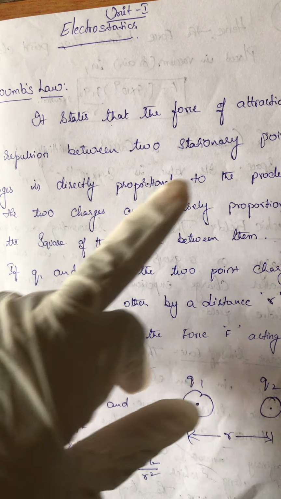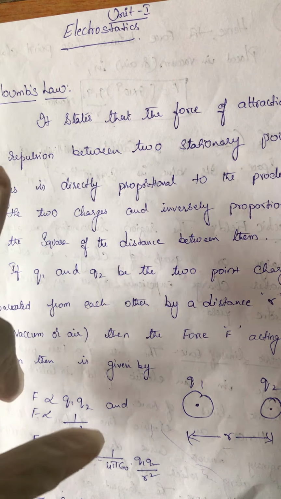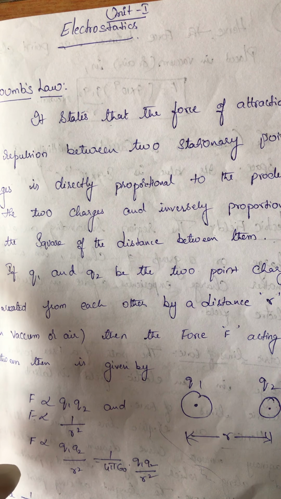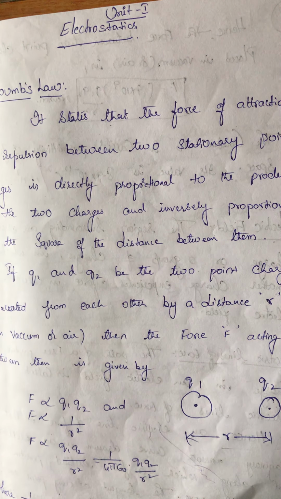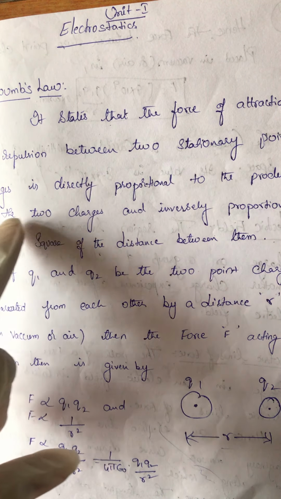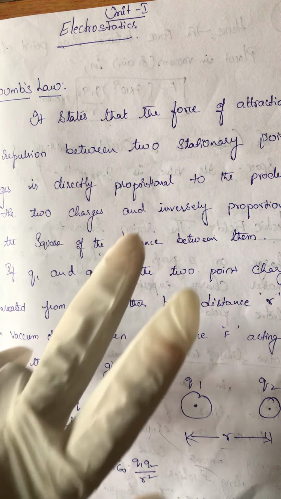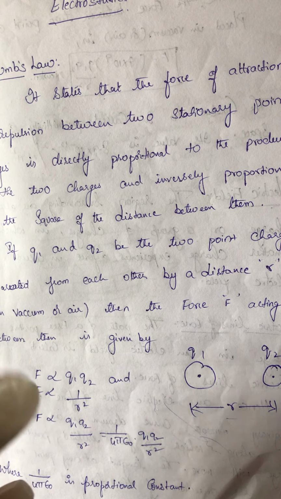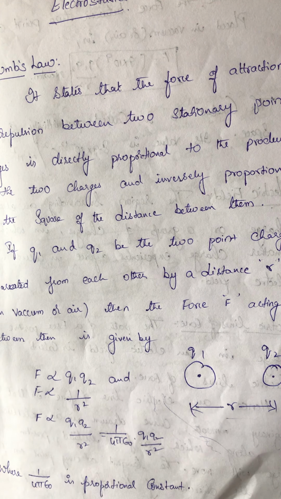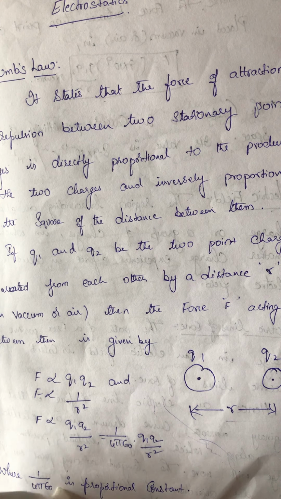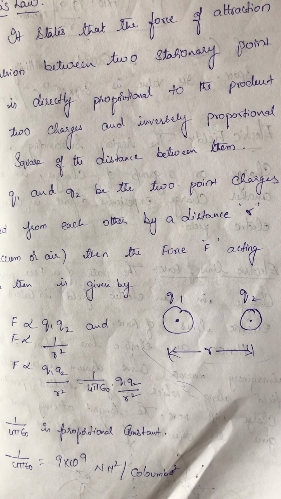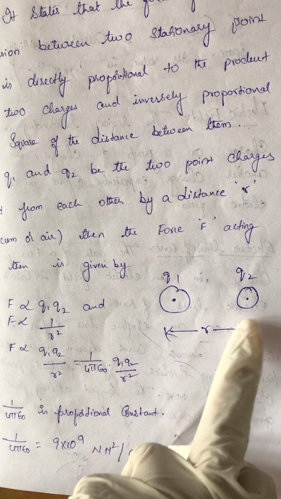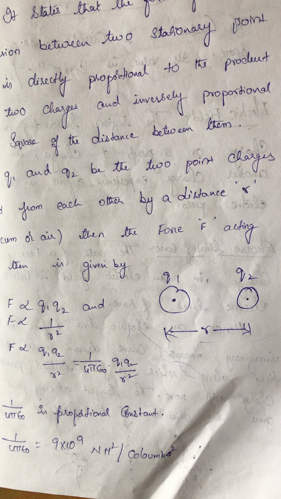It states that the force of attraction or repulsion depends upon charges only. Unlike charges attract each other, and like charges repel each other. It states that the force of attraction or repulsion between two stationary point charges is directly proportional to the product of the two charges, and inversely proportional to the square of the distance between them. Suppose Q1 and Q2 are two point charges, and the distance between them is R.